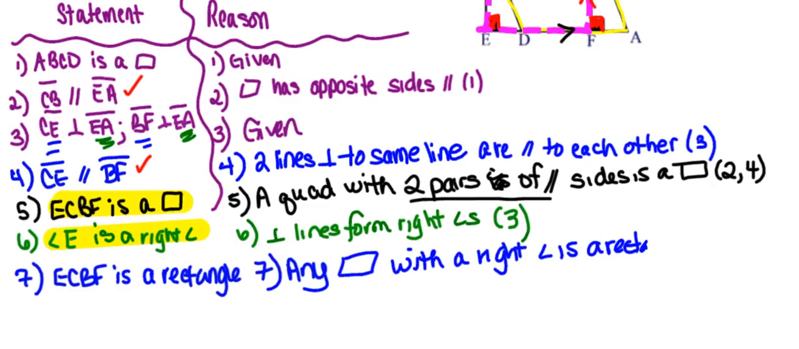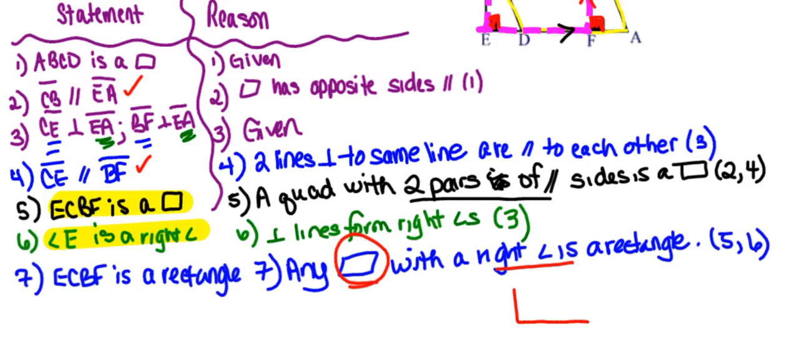rectangle. I do want you to be careful when you write these proofs, because changing just one word in the reason takes a true statement to a false statement. This says any parallelogram with a right angle is a rectangle. If I had said any quadrilateral with a right angle is a rectangle, I would be mistaken. And that's because here's a beautiful example of a quadrilateral that contains a right angle, but he's definitely not a rectangle. So this must state any parallelogram with a right angle is a rectangle.